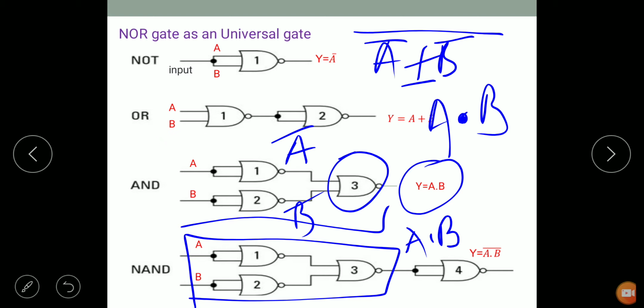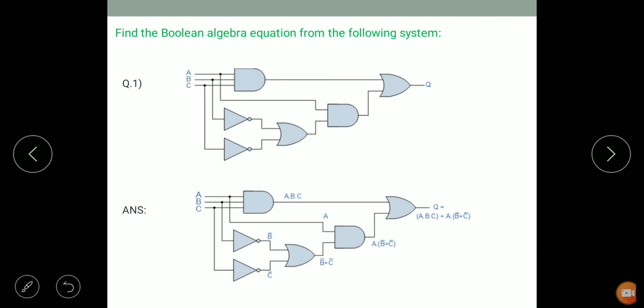Okay, but if we add again one NOR gate, then we simply get bar over here. Okay, this is nothing but the NAND gate using NOR gate. These are all the possible combinations, and these are all the possible constructions using NAND and NOR gate. Now we will see some equations, some Boolean algebra.